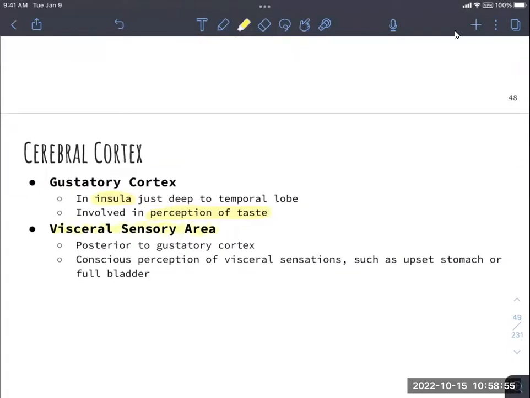Visceral. Visceral has anything to do with your abdomen, any of those organs in there. Visceral is behind that gustatory. And it allows you to kind of feel. It lets you know when you're hungry. Your stomach hurts. You ate something that didn't agree with your stomach. Your bladder's full. You need to go empty your bladder. All of that comes from that visceral sensory area.